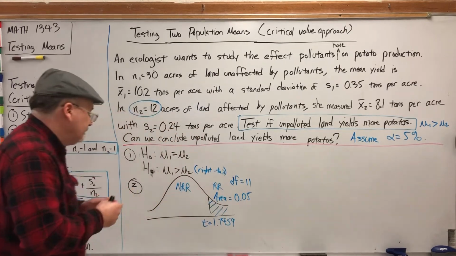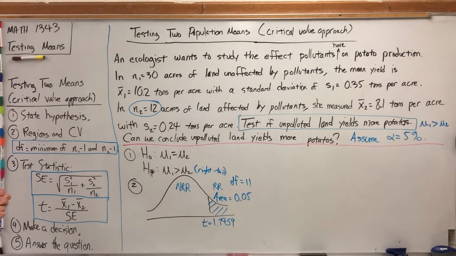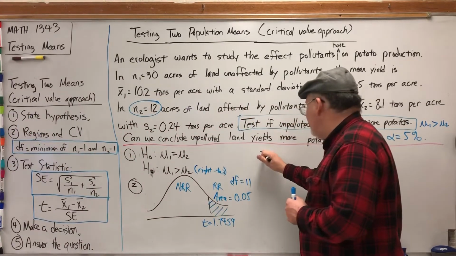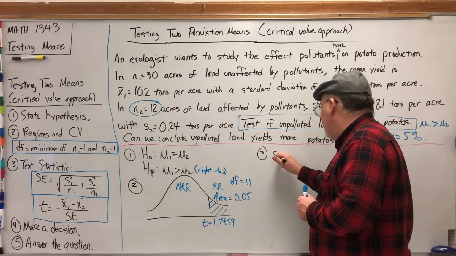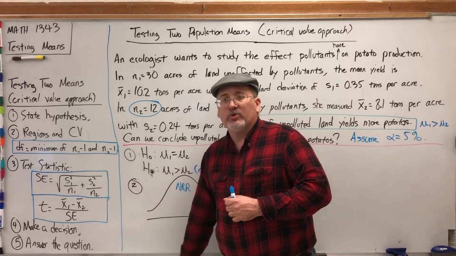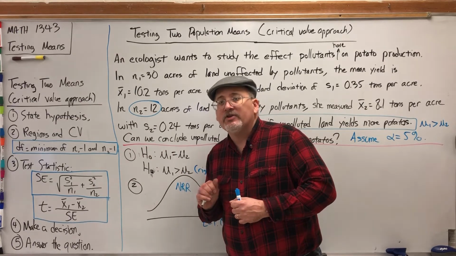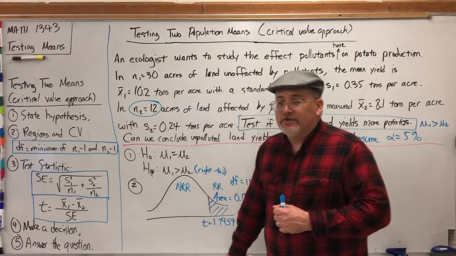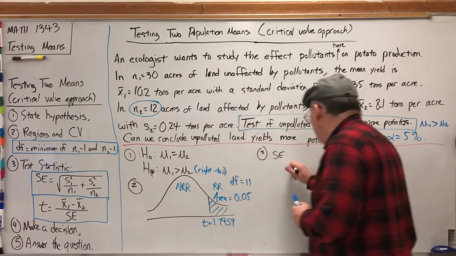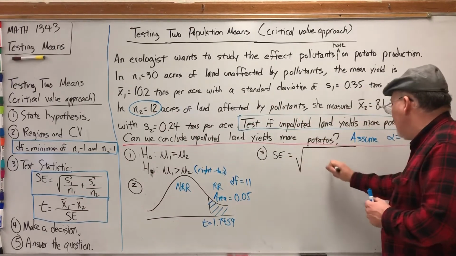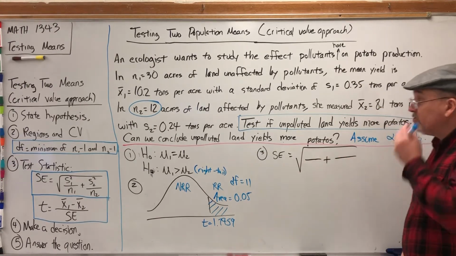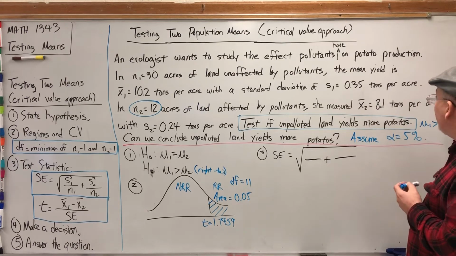1.7959. And step 2 is done. Step 3 is the calculations. To calculate our test statistic, first we need to calculate the standard error, which will be the square root of the sum of the ratios of the squares of the standard deviations to their sample sizes. I know that was a long prepositional phrase. This formula. The square root of the sum of the ratios, so fractions, of the squares of the standard deviations.